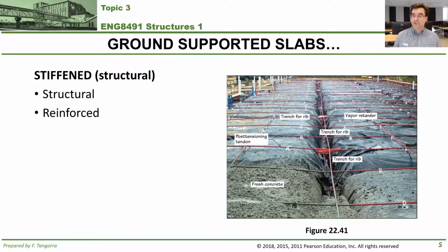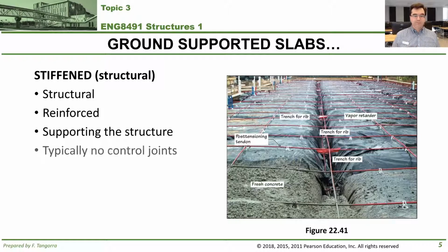It must be reinforced in a manner that's superior to simply isolated slabs or non-structural slabs. So you do have reinforcing that's going perpendicular and parallel, and it also has to be placed properly to account for the tension and compressive forces that this slab has to resist. It is supporting the structure, okay? It's structural. So this slab is critical to ensure that the rest of the building above it stays safe, is strong enough. Typically, you don't have control joints in a structural slab like this one.